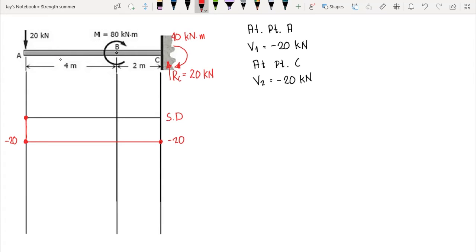Now at point C here, we have a reaction that is acting vertically, that is 20 kilonewton. So therefore at point C, we have, let's say, our V3 here that is equal to negative 20.